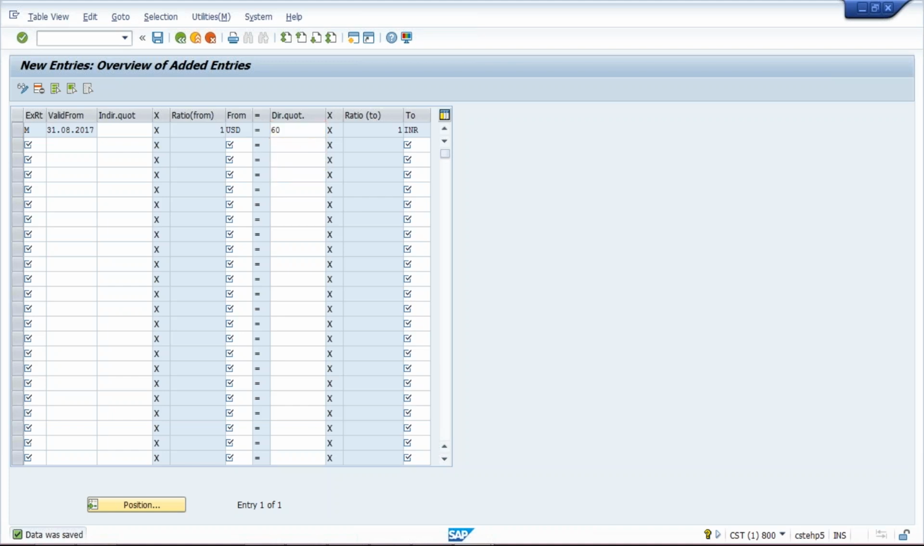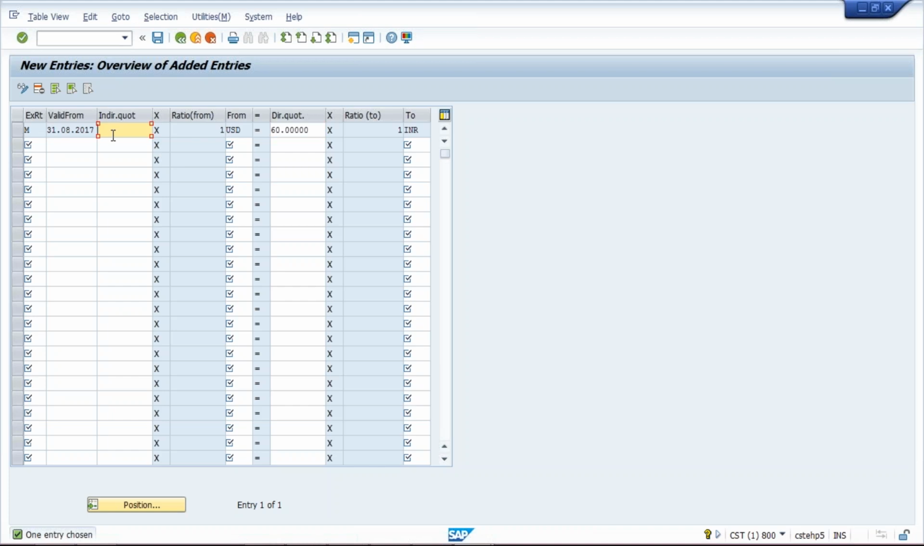So let's suppose this is the rate. It's very easy for us to understand that 1 USD equals 60 INR. Okay, 1 USD equals 60 INR. That is very easy for us to understand, which is why we are not going to follow indirect quotation. But this is the difference.